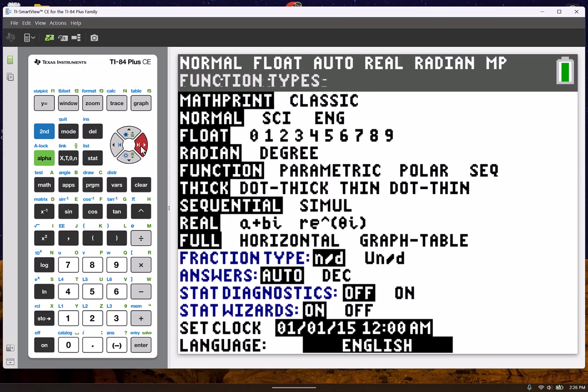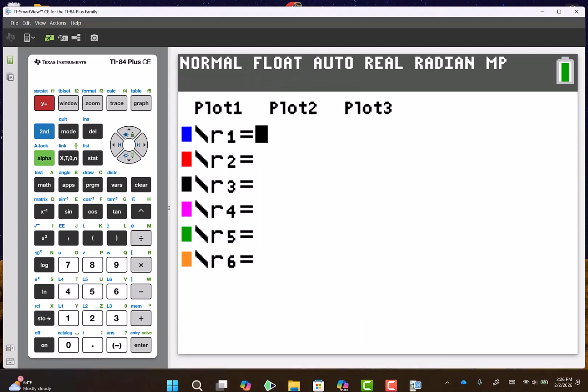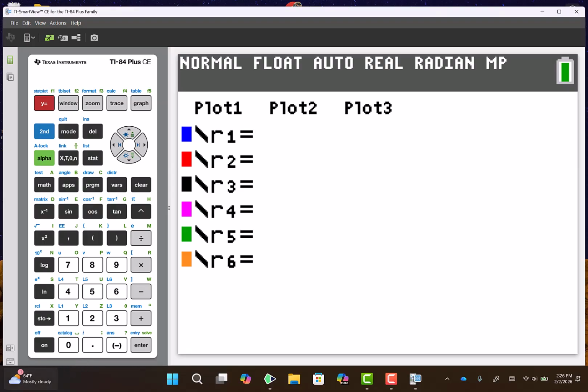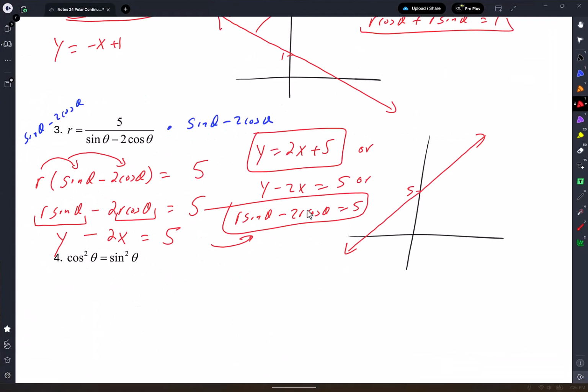Then I'm going to go to polar. See where it says function, parametric, and polar? Don't worry, we're going to be doing parametrics pretty soon. There's polar. I click on y equals. Notice it says r. How do I graph that then? All you got to do is just factor out an r. See how there's an r sine theta there and a 2r cosine theta there? If I factor out the r, then I will have sine theta minus 2 cosine theta equals 5.